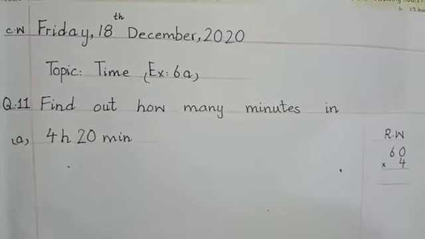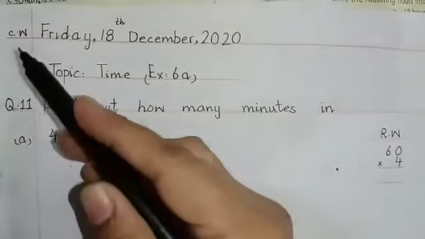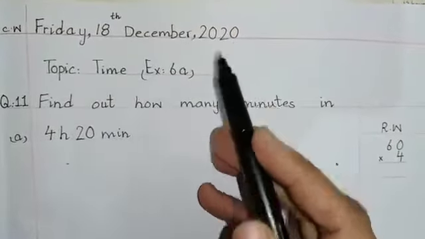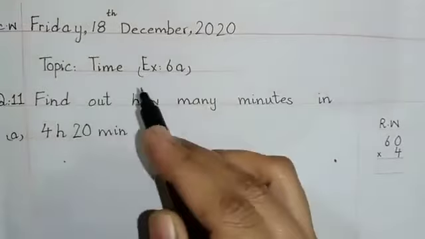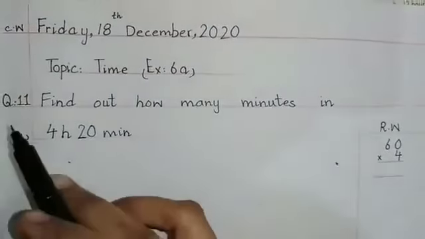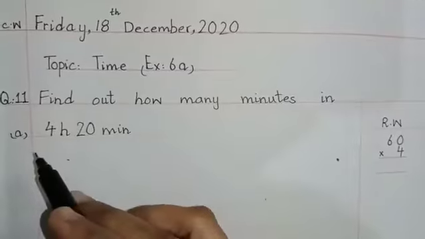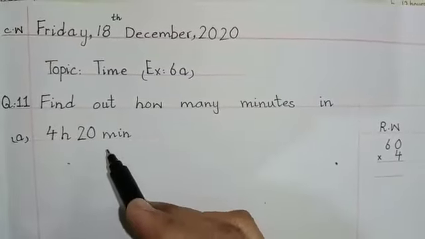Students, open your notebooks, draw a margin line on both sides of the page. Write classwork, Friday, 18th December, 2020. Topic is time. It's exercise 6A. Question number 11 is: find out how many minutes are in each part, A part is 4 hours 20 minutes.